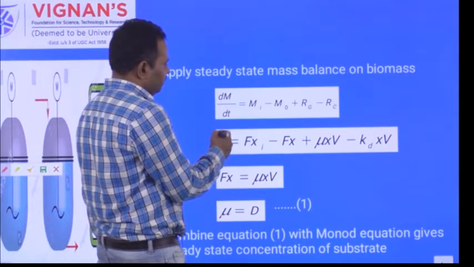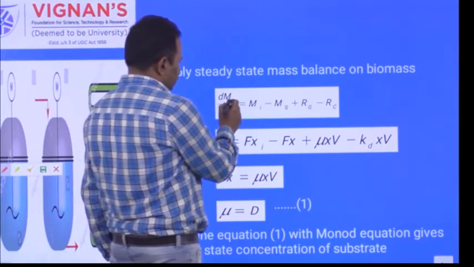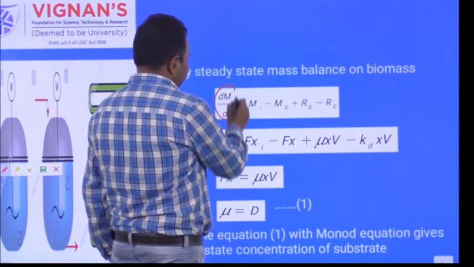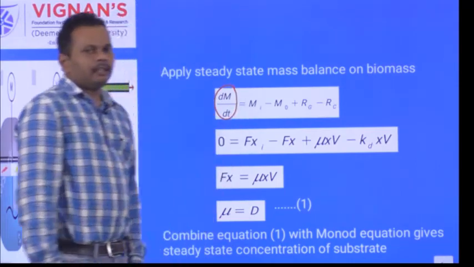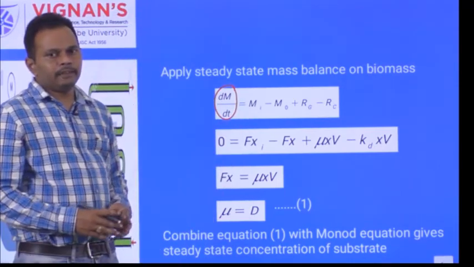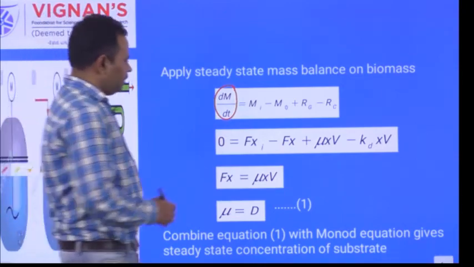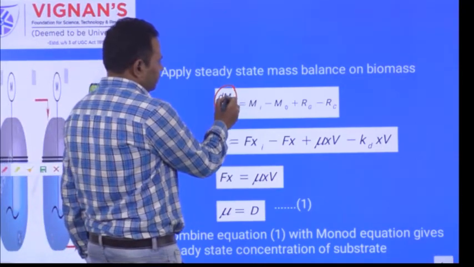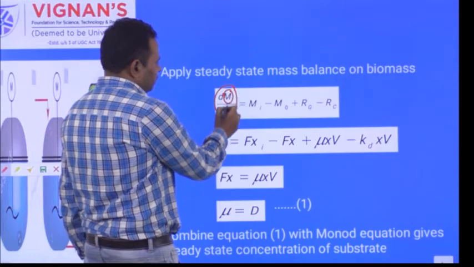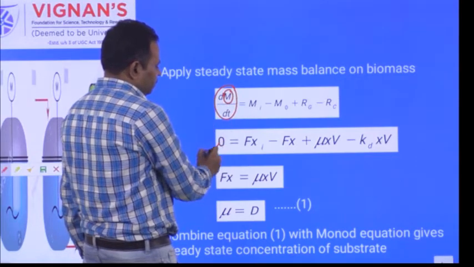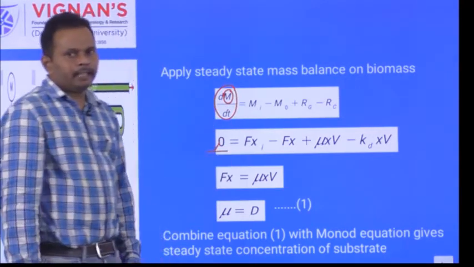That means the continuous chemostat is the steady state reactor. We maintain the steady state cell concentration. So steady state cell concentration means what? The concentration does not vary with respect to time. So the accumulation is 0. M is the mass of the cell. This is the steady state value. This does not vary with respect to time. This is 0. Okay. And next one, what is the M_i?